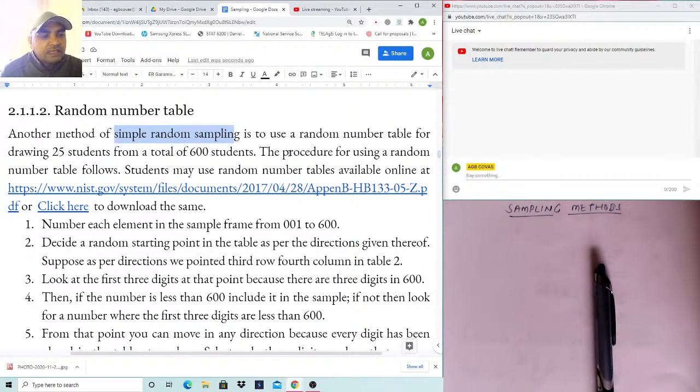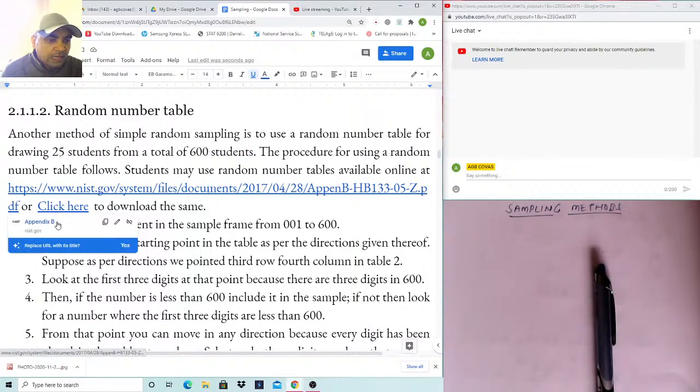For drawing a sample, for example, we have done this using a lottery method. Now we can also do this using a random number table. What we have to do is select 25 students out of the 600 students. The procedure for using a random number table is as follows. Students may use this random number table available online. This is the link. From this link, you can download the random number table or just click here to download the same.